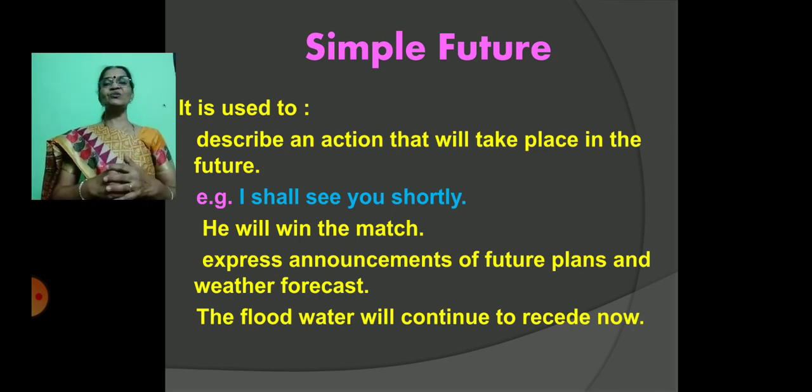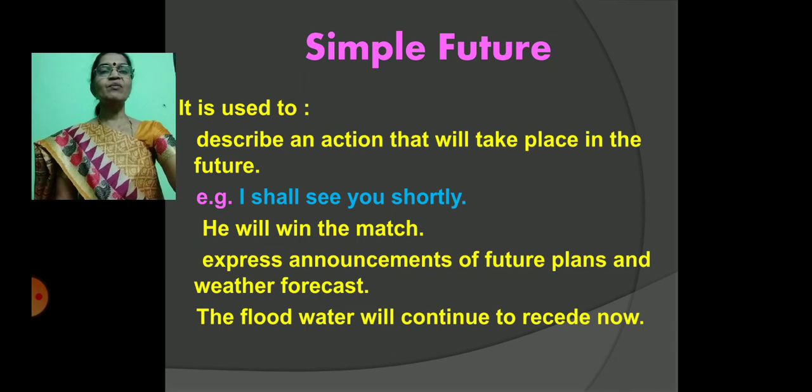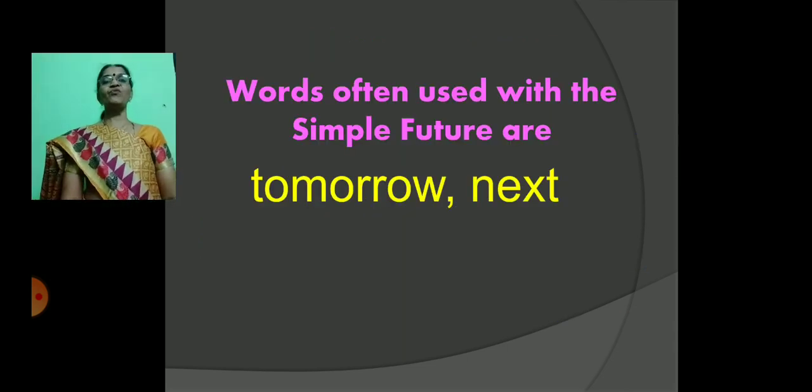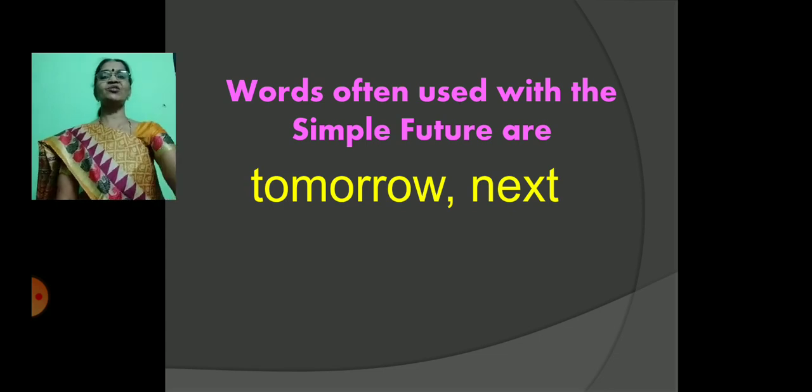For weather forecast you're going to use: the flood water will continue to recede now. So you're going to make use of simple future. The words often used along with simple future are tomorrow or next over there.